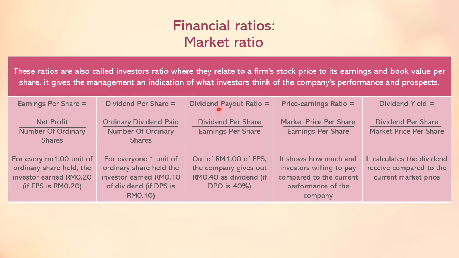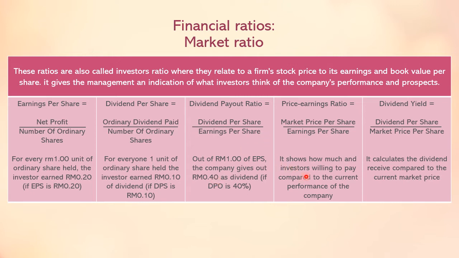So for every 1 unit of ordinary share held, the investors earn 10 cents of dividend. For dividend payout ratio, if DPO is 40%, then you can say that out of the profit of 1 ringgit, the company gives out 40 cents as dividend and retains 60 cents as reserve. Meaning that they do not give all of their profit as dividend. They retain some for their future project expansion, and give out some of the profit in the form of dividend.